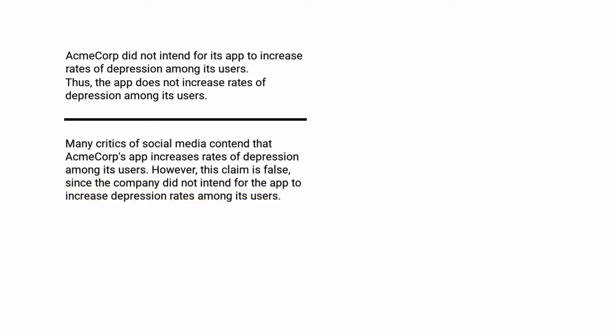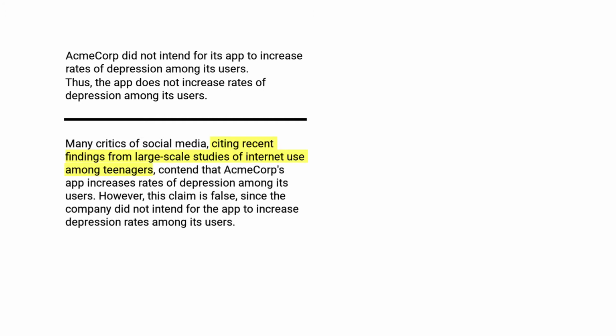Now, one more thing I'll do to make the first sentence a little bit more complicated is throw in a line about what the critics are using to support their own contention. So here I'll put, citing recent findings from large-scale studies of internet use among teenagers. Now this phrase doesn't change anything about how we should understand the argument, since the conclusion is still the rejection of this contention. But it's just one more thing that might make reading this stimulus more difficult.